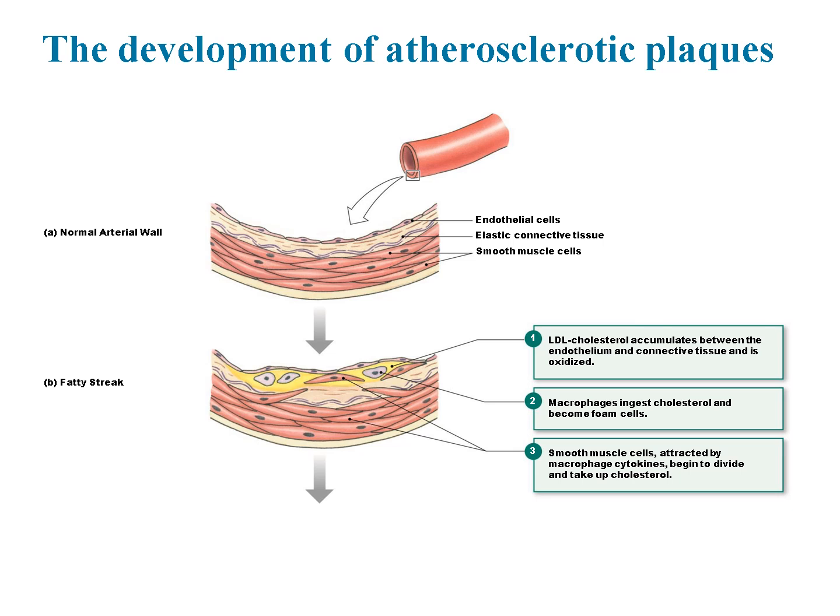In response, the body's immune system attempts to remove the oxidized cholesterol. Macrophages, a type of immune cell, ingest the cholesterol, but instead of eliminating it, they become foam cells. These foam cells accumulate, forming the foundation of an early plaque known as a fatty streak. As the process continues, smooth muscle cells are attracted to the site by signals released from macrophages. These muscle cells begin to divide and take up cholesterol, further contributing to plaque growth.